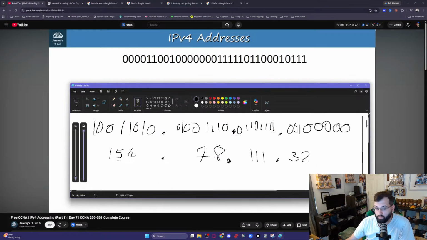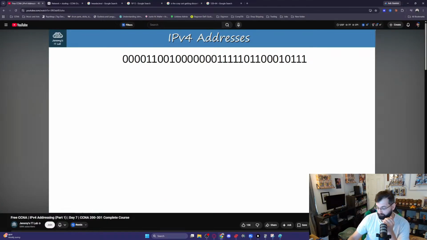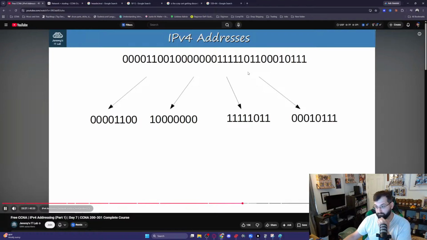Final answer. Let's find out if we're right. 152, 78, 11, 111, 32. Convert these 32 bits into dotted decimal. Pause the video now if you want to try. Or octets, like this, and then convert the octets into decimal. Damn it, I wrote those wrong.